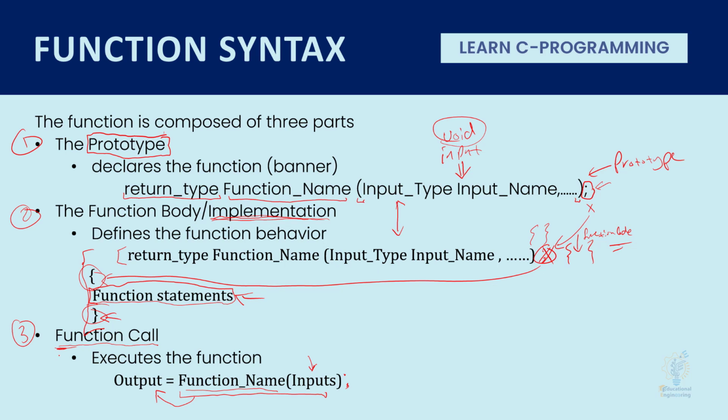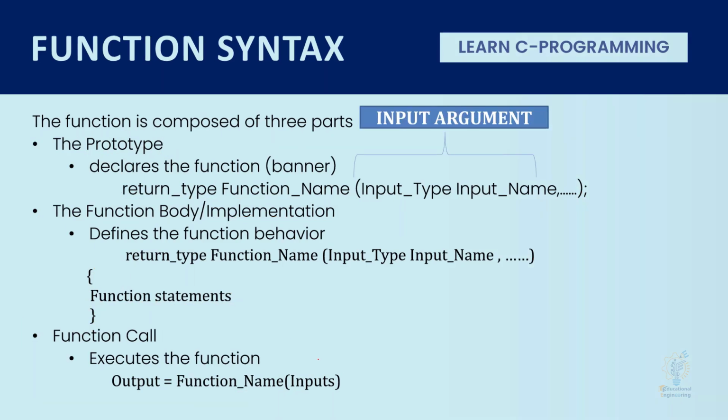The third step is the function call. Inside our main, we can call our function with its name. So function name, and we send two inputs. Now I know that things might not be clear, so let's take an example to make things even more clear.